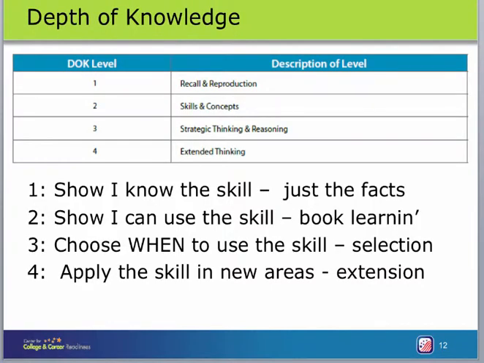So here is a little breakdown about depth of knowledge and different ways to think about it. Depth of knowledge 1 is recall and reproduction. You're just showing that you know the facts. Depth of knowledge 2, can you use the skill? Depth of knowledge 3, choose when to use the skill. So there's some type of student decision-making process that is more apparent in depth of knowledge 3 than it is in depth of knowledge 2. And then of course depth of knowledge 4 is when you're able to apply the skill in a new area. Can a student demonstrate they understand it by extending it to another problem or another activity?